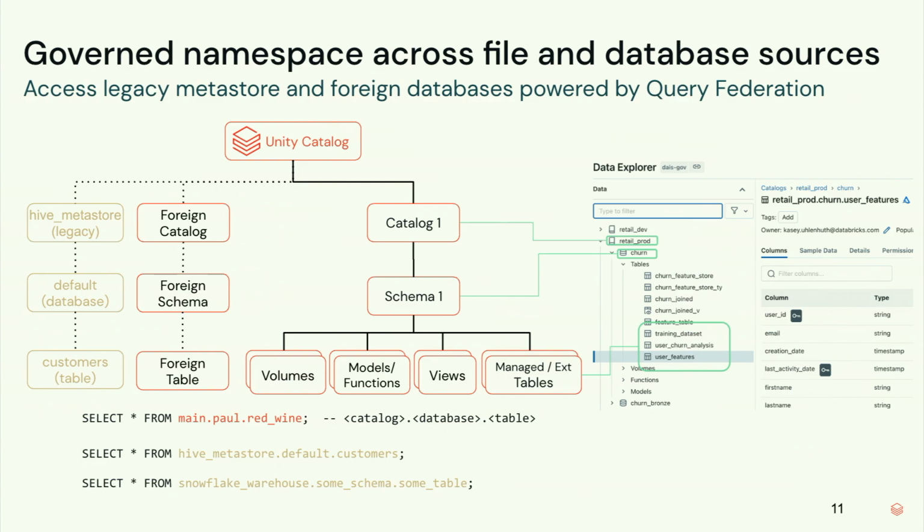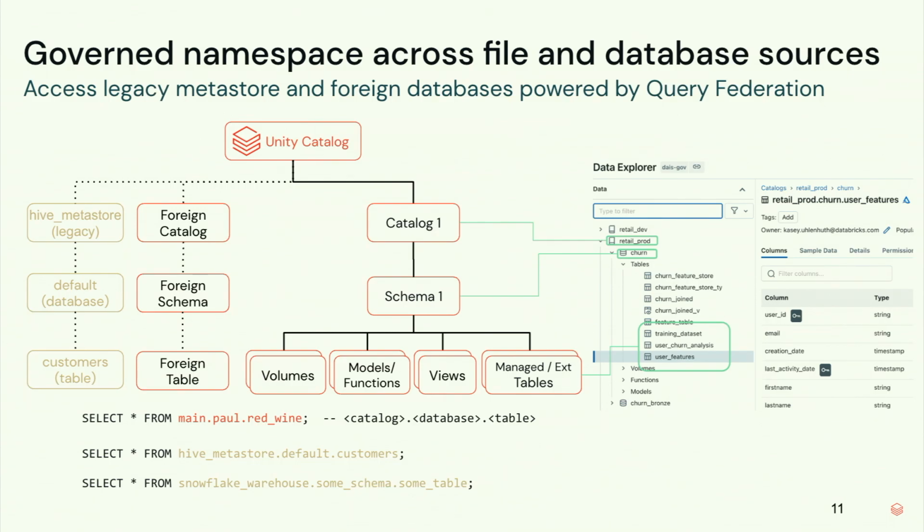I'm very proud of this slide, hopefully you like it. This is amazing to me because, working in this industry for so long, being able to have a single governed namespace across file assets and database assets is simply magical. I can access my legacy metastore, the Hive metastore that existed in every workspace prior to Unity Catalog, via a convention-based name, Hive_metastore. So you can still access all the data that's in there.